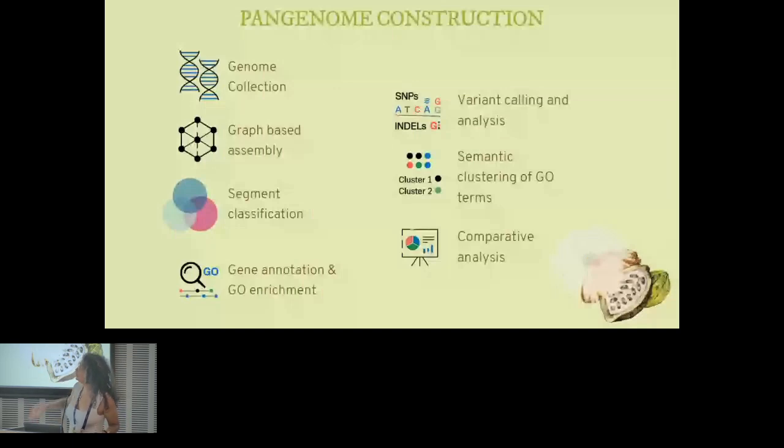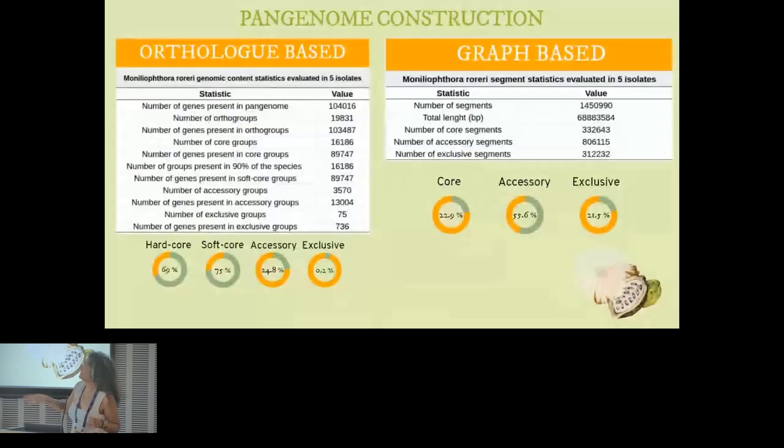So this is just a brief method section. We have the genomes, we assemble the graph-based pangenomes, we classify the segments, annotate, do a little bit of enrichment analysis with GO terms. We did a variant analysis, and then we compared everything. As you can see, this is a lot of stuff. So I'm gonna go just really briefly through everything.